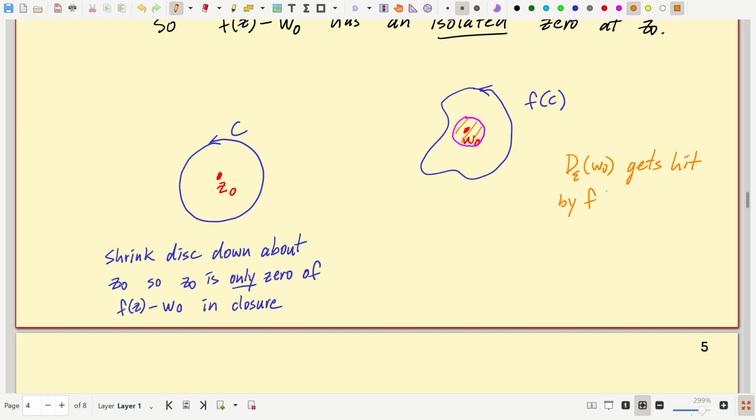I didn't give this a delta. Let's call this a delta. I shrink it down. It gets hit by f in the disk of radius delta about z naught. Okay, so let's see, why is that? Well, I'm going to pick a w in here. Say w is in that little disk in the picture.